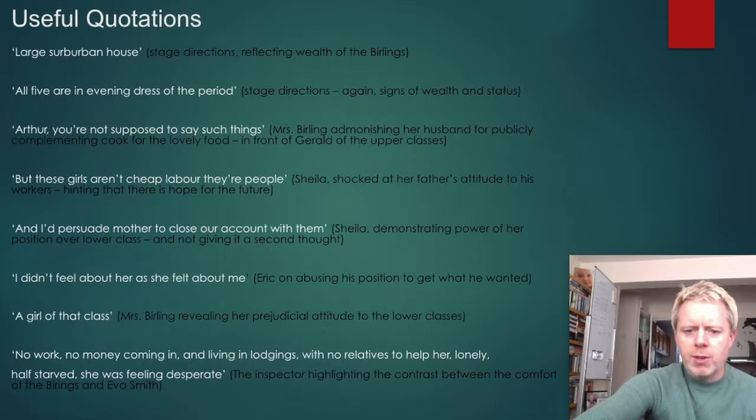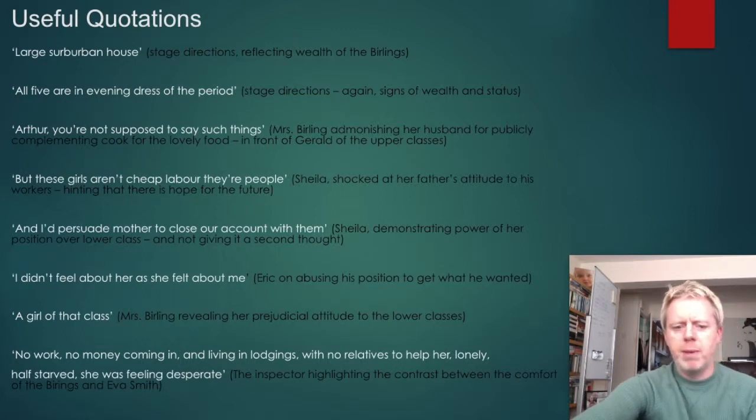Eric, commenting on his relationship with Eva Smith and how he abused his position. I didn't feel about her as she felt about me. So, his mother, a girl of that class, Mrs. Birling revealing her prejudicial attitude towards the lower classes. She looks down on them. She believes that from the lower classes you are of a lower moral fibre.